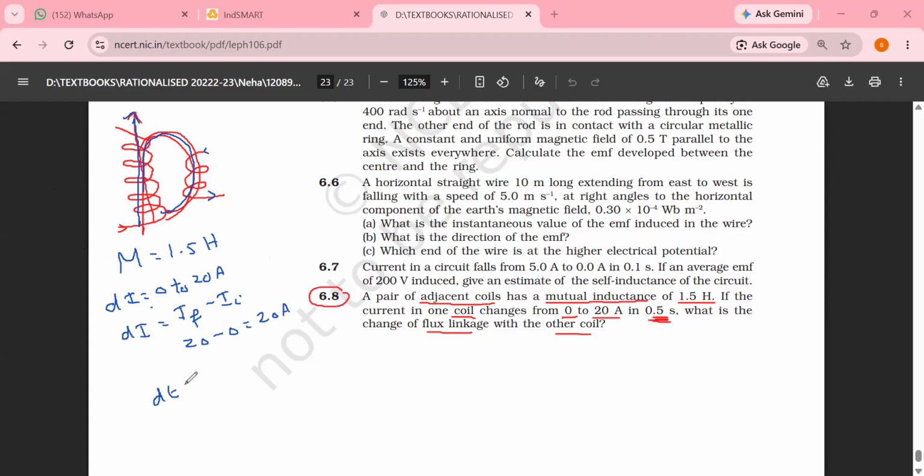What is the duration of time? It is 0.5 seconds. And what are they asking? They're asking what is the flux equal to. So we know the formula.